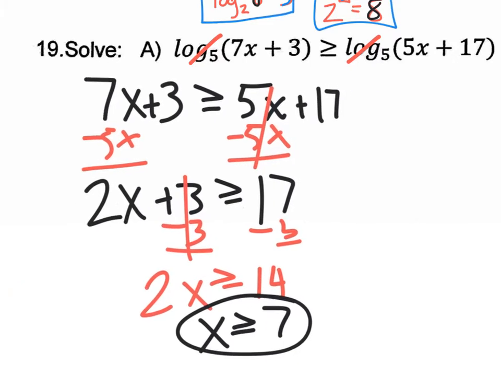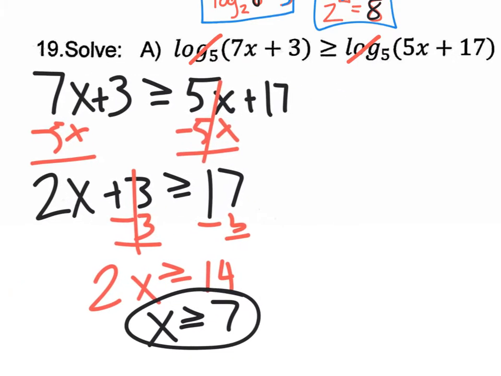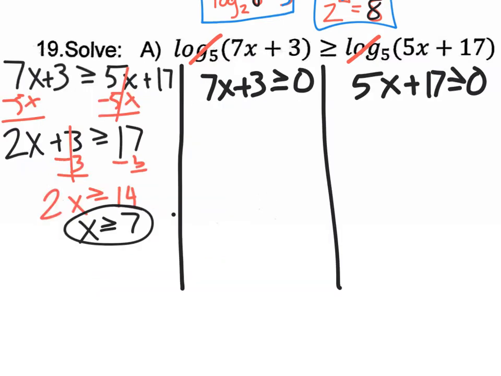After that, you have to go back to the inside of the logarithms, and remember that you can't have a negative value on the inside of the logarithms, kind of like you can't have a negative value inside a square root. So we have to set those inside values to be greater than or equal to 0. So there we have both of those values set greater than or equal to 0.